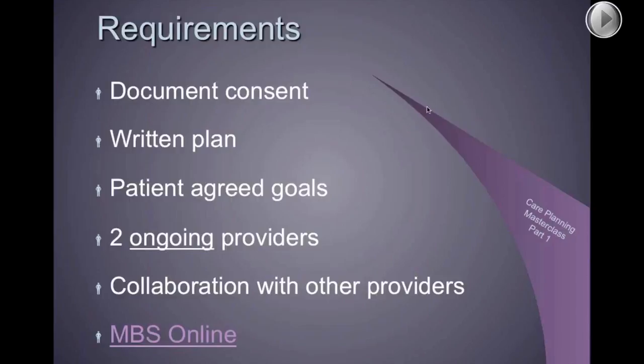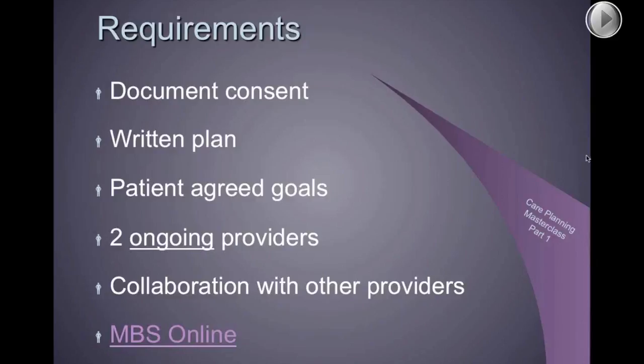So, requirements for doing a care plan. Important, we can always look, as the tag down the bottom here says, at the MBS online. It's one of the best things that you can have. Look for the item number and then also click on the A23 or something, for more information that you can get. But the requirements are we must document the consent.